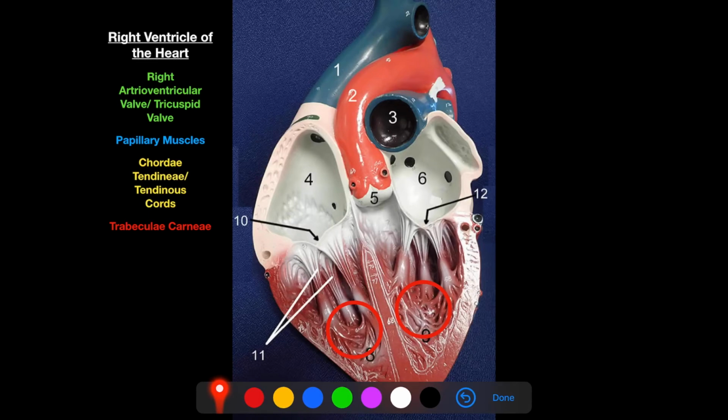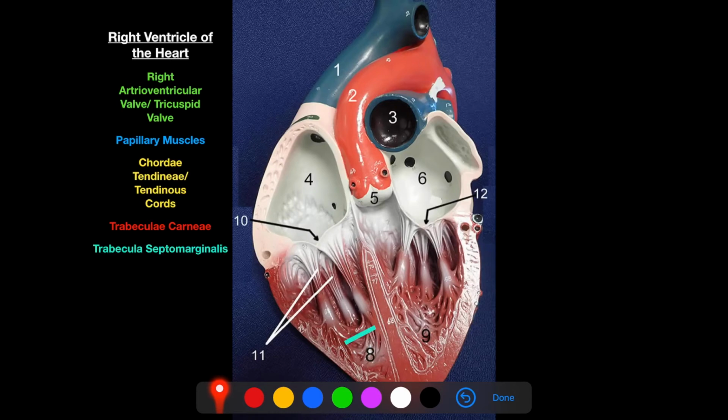The next thing we have is this trabeculae carneae. Now, carne means meat, and trabeculae, I believe, means sponge. So it looks like spongy meat. So if you look down here in the model, all this different web-like or sponge-looking muscle, that is called trabeculae carneae.